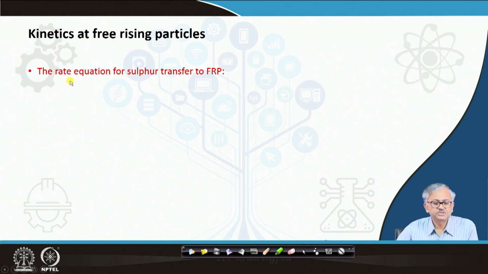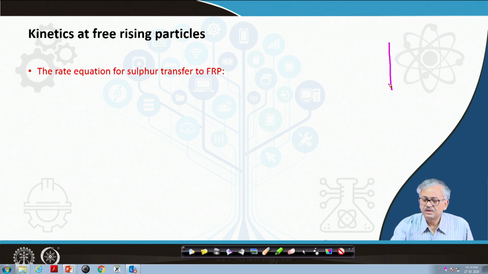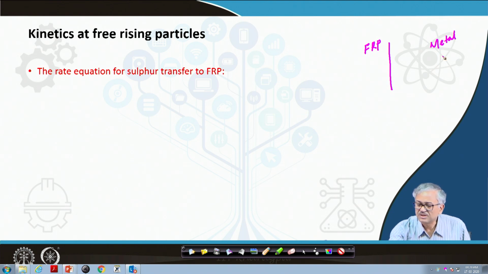Now, let us see the rate equation, or rather the mass balance equation, for sulfur transfer in the FRP. How do you do that? So, FRP, let us derive that equation. Simply, let us consider this is your free rising particle, and you have the metal bulk here, this is the metal bulk, right?